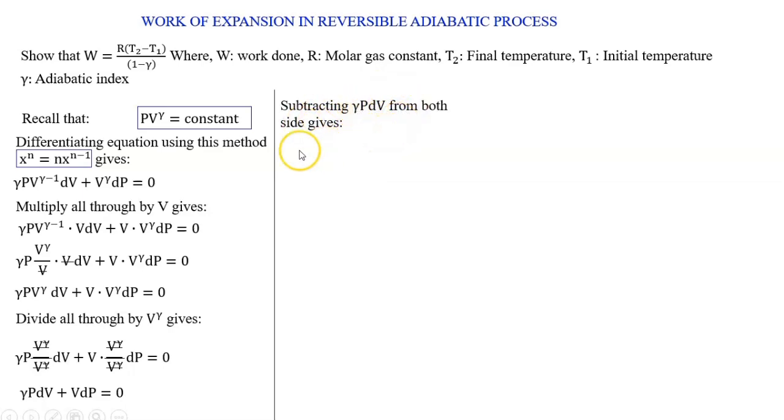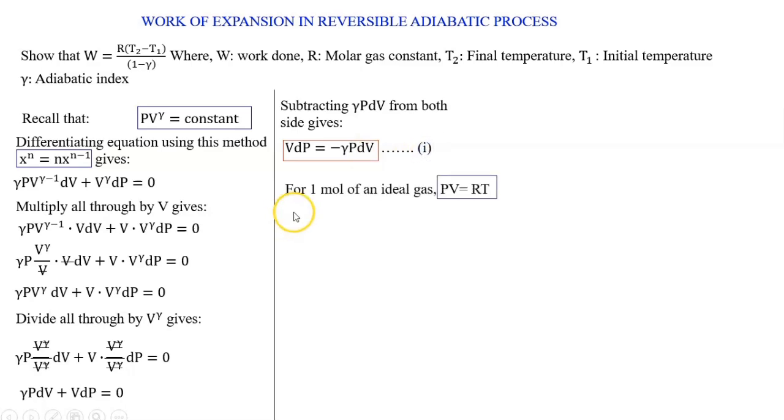Subtracting gamma p dv from both sides gives v dp is equal to minus gamma p dv. Number it as equation I or equation 1.